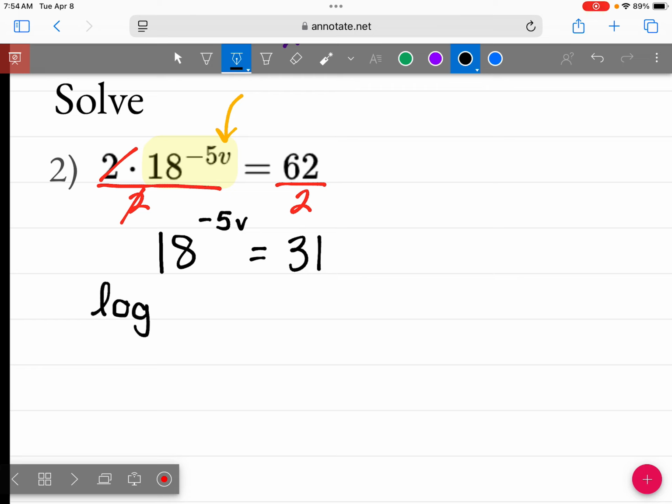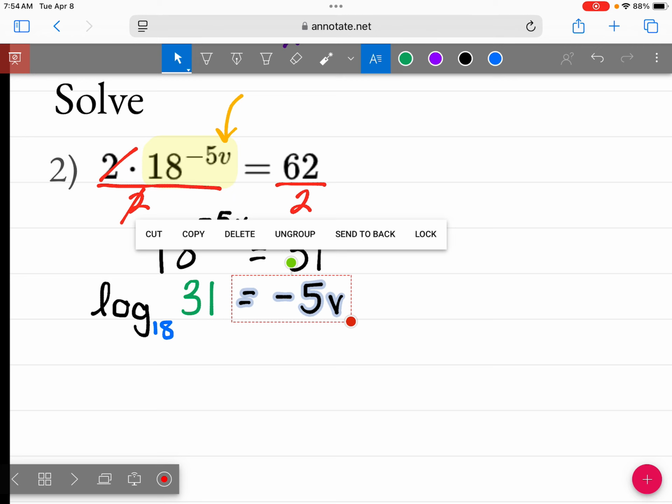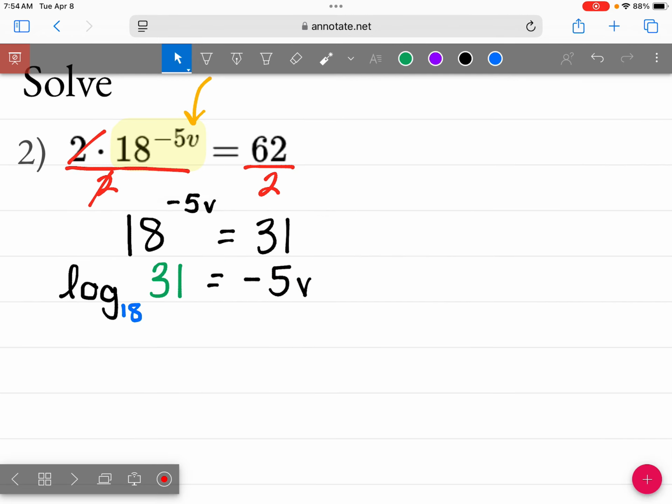log base 18 of our argument 31 equals minus 5v. I should have had that bit be in purple. Just change the color real quick. Because these aren't going to let me do it. This was our power.